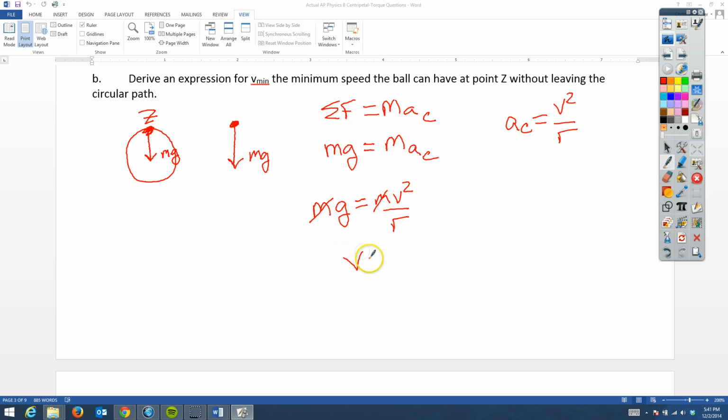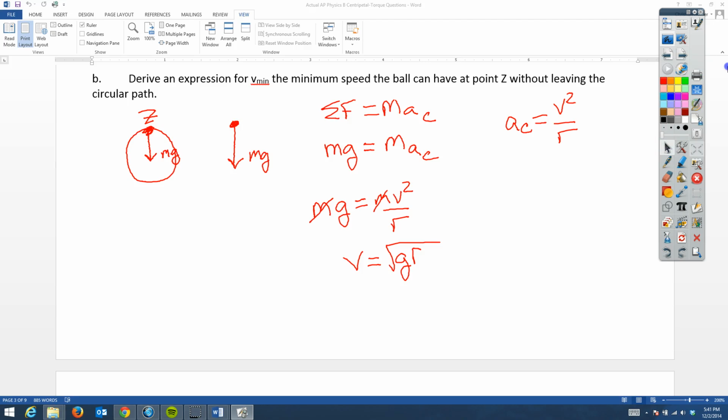If you solve for the minimum speed to have the ball at the top, that's why there's no tension on this one: at the top, we are looking for the slowest speed it can have, which means that we don't have any tension at the top. That v then is equal to the square root of g times r. So all we did is we solved this again.